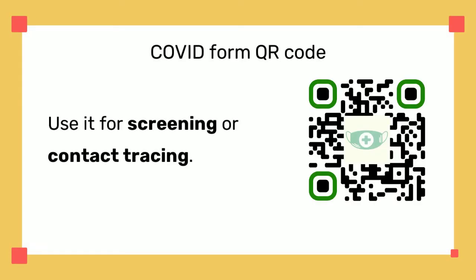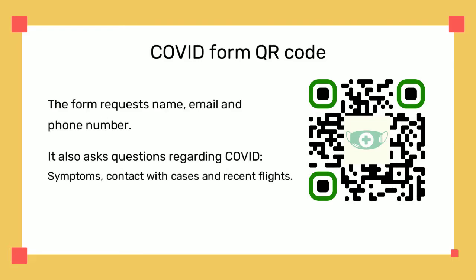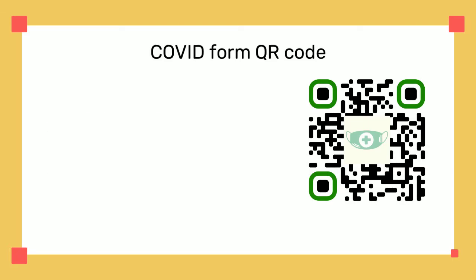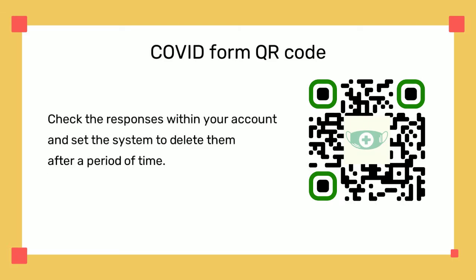It is a unique type of QR code that can be used for screening or contact tracing. When people scan a COVID form QR code, they are requested to enter their name, phone, and email address and answer questions related to COVID symptoms or exposure. You will then be able to know via the form's responses if someone that visited your premises may be infected and act accordingly with all the information at your disposal.